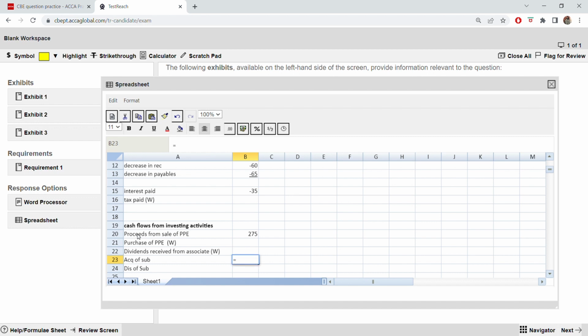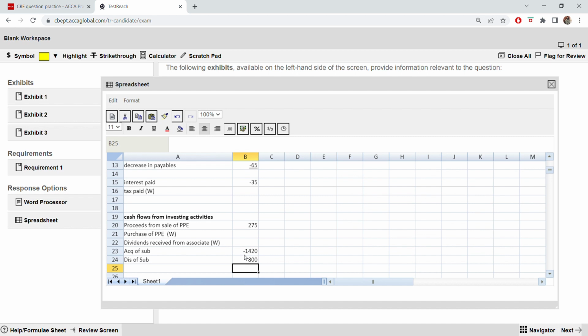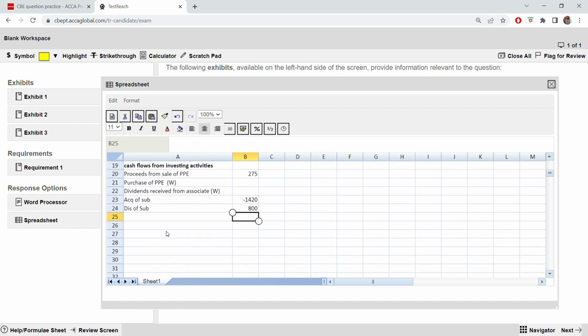So here it will be equal to 1,500, the purchase consideration, deduct the cash equivalent which you will get from note 2 when you have acquired the subsidiary, which is 80. 1,420, it's a negative figure. So make sure you put this in brackets and put a minus figure outside the bracket. For disposal also, equal to 850 you have got by selling the subsidiary, minus the cash equivalent which you will get in note 3, which is 50. This is an inflow, so no need to put a minus figure. Okay, done. That's it.